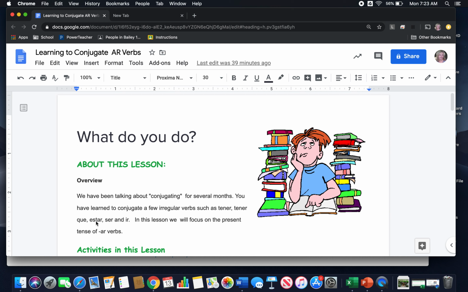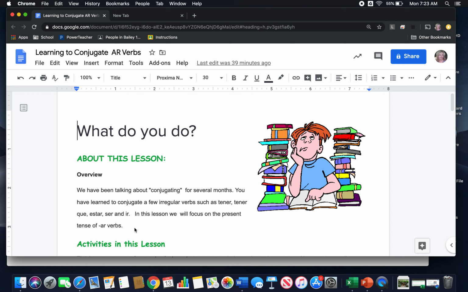You learned tener que, estar: estoy, estás, está, estamos, están; ser: soy, eres, es, somos, son; and most recently the verb ir: voy, vas, va, vamos, van. In this lesson, we are going to focus on the present tense of AR verbs.